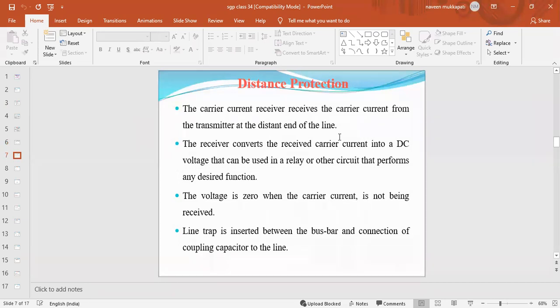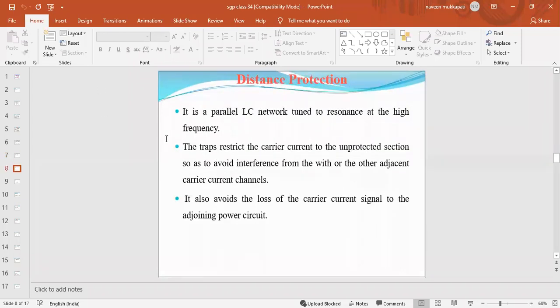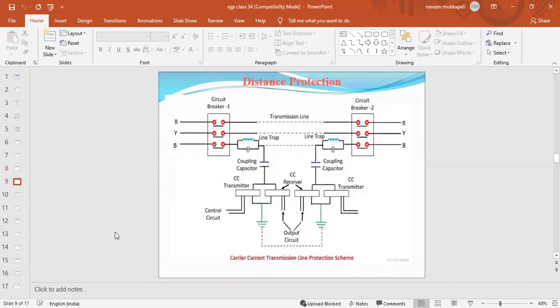In that case, the line trap is inserted between the bus bars and the coupling capacitors. This is a practical LC network tuned to resonance. The trap restricts the carrier currents to the protected section so as to avoid interference with other adjacent sections. It also avoids the loss of carrier current signal to the power line.